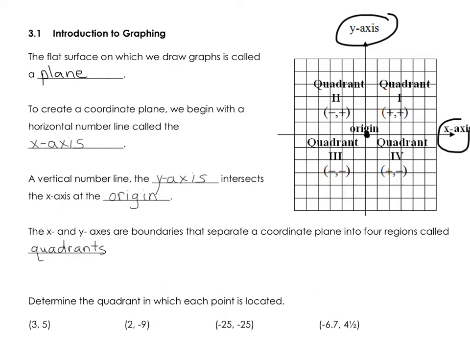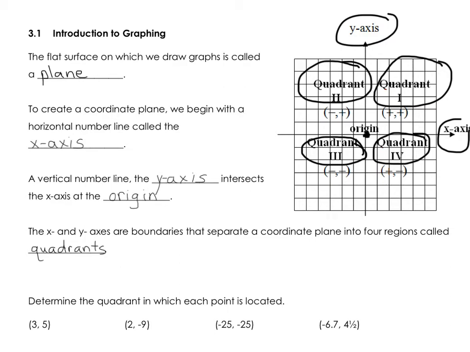That's this point where the two axes intersect each other. The x and y axes are boundaries that separate the coordinate plane into four regions called quadrants. So we have the first quadrant, where both x and y are positive. We have the second quadrant, where x is negative and y is positive. We have the third quadrant, where both x and y are negative. And then we have the fourth quadrant, where x is positive and y is negative.